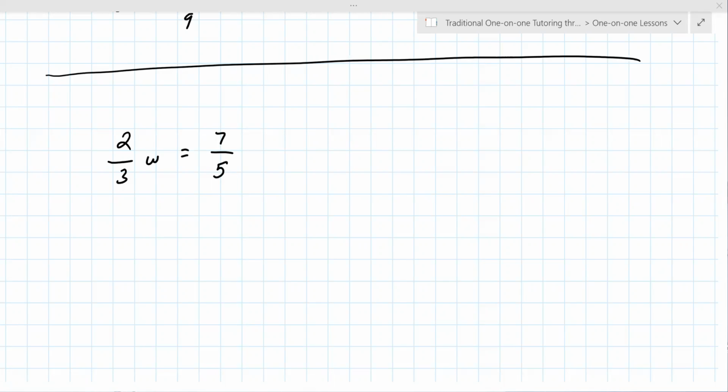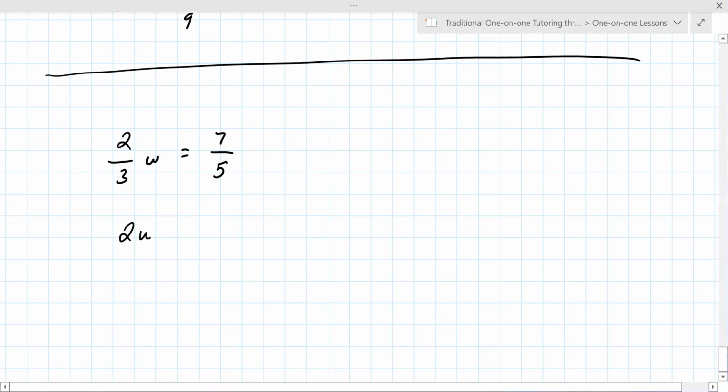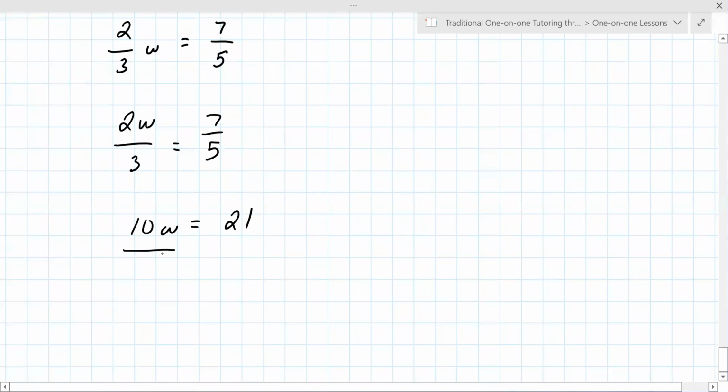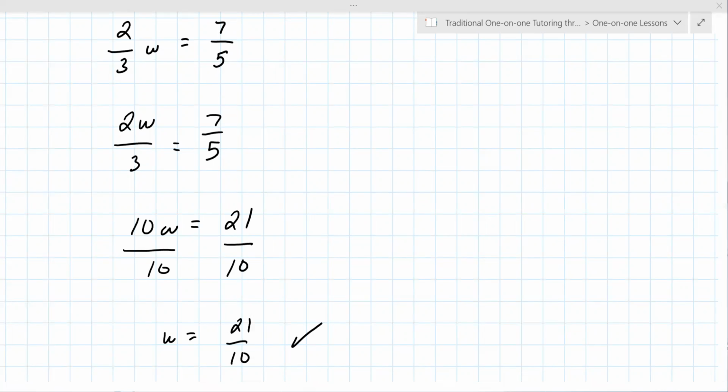Okay. That is 10 over 21. And now you should... Well, that may be the final answer. So it's 2W over 3 equals 7 over 5. How do you know it's the final answer? So 10W equals 21, and then you divide both sides by 10. And this is the final answer. This is okay. Oh, I got it correct. You got it correct. Yeah. Okay. Let's try another one. See if you can do this next one on your own, please.